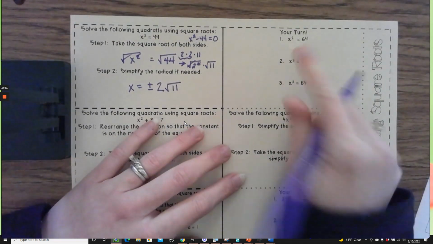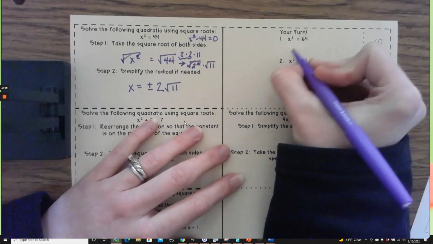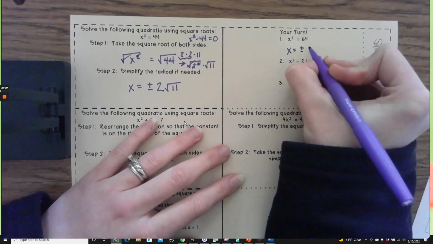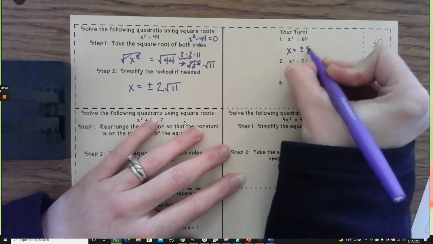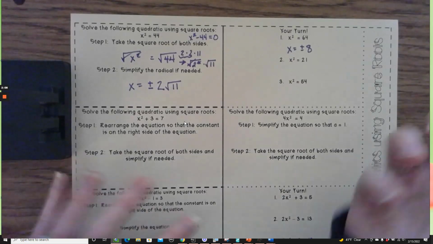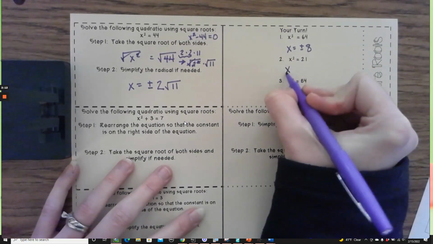Now sometimes you have nice pretty ones like we have here. So if we square root both sides here, the square root of x squared is x, and then the square root of 64 is just positive negative 8. And so again, sometimes you have nice pretty ones that are perfect squares that this works really well on.